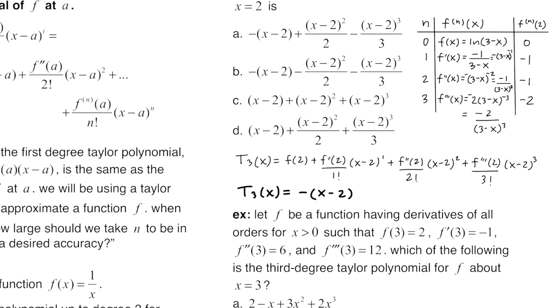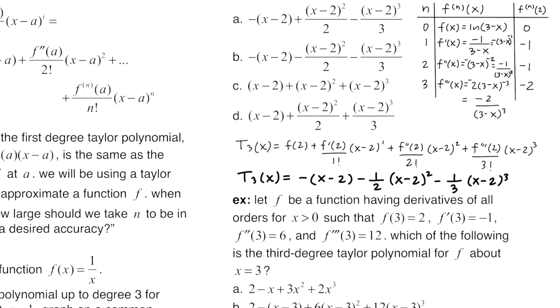F double prime of 2 is going to be this -1 right here, so we'll plug in -1. -1 over 2 factorial is the same as -1/2. And then we just drop down this x minus 2 quantity squared. And then the third derivative of f at 2 is right here, it's -2. So we plug in -2 here. Remember 3 factorial represents 3 times 2 times 1, so the 2's are going to cancel and you're left with -1/3. And then we drop down this x minus 2 quantity cubed. All right, so here's our third degree Taylor polynomial, and this matches with answer choice B. All right, so there's our answer.